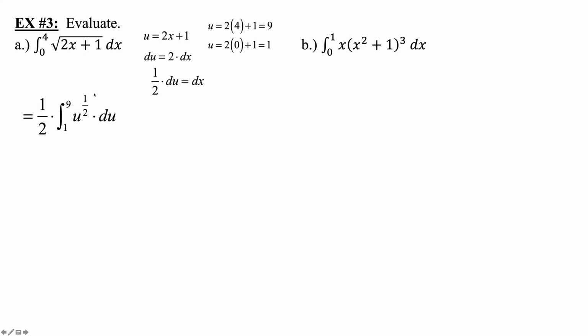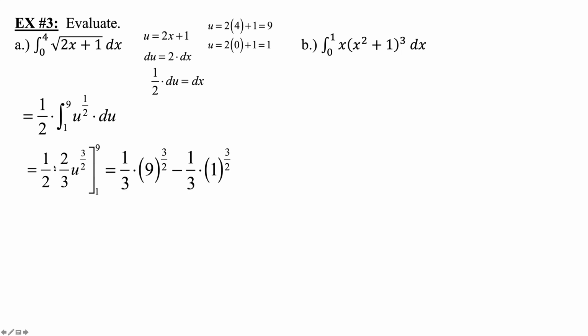And that's u to the 1/2 power times du, because again, square root changes to a 1/2 power. Add 1, 3/2, multiply by 2/3. We're going to evaluate that from 9 to 1. We don't want to put in the 2/3, so let's multiply it to the 1/2, so we'll call that 1/3. So 1/3. Now we put the 9 in for the u, 9 to the 3/2. We put 1 in for u, so 1/3 times 1 to the 3/2.